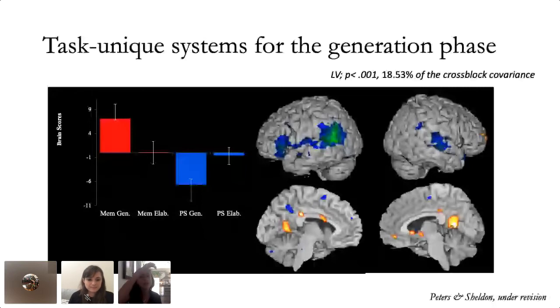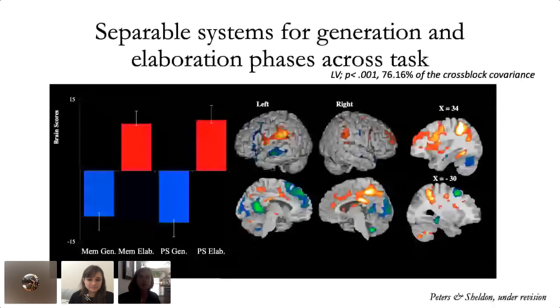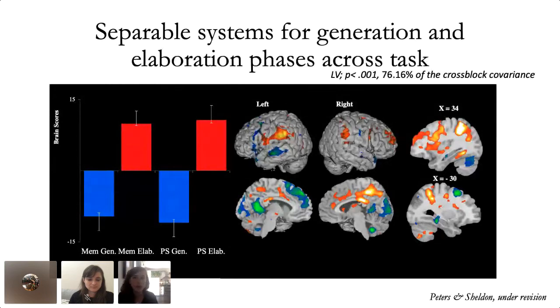Now, what's more interesting is that the second latent variable shows commonalities between memory and problem solving within each phase, and these align with our predictions. So here we see during the elaboration phase, shown in red, preferential activity in the dorsolateral prefrontal regions, but mainly robust activity in the PCC and anterior parietal regions. The generation phase, shown in blue, was associated with some activity in ventral regions of the posterior cingulate cortex, but mostly you see preferential recruitment of ventral frontal regions and the bilateral lateral temporal cortex.